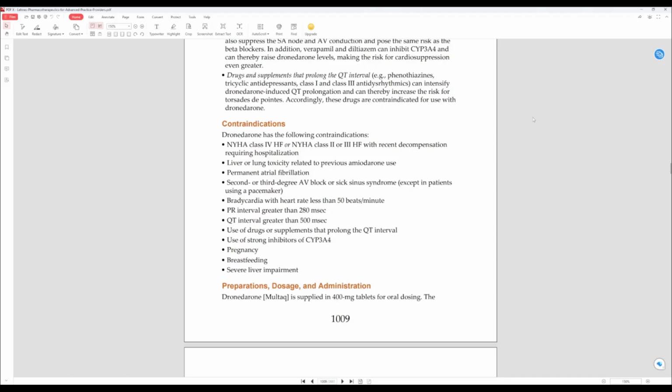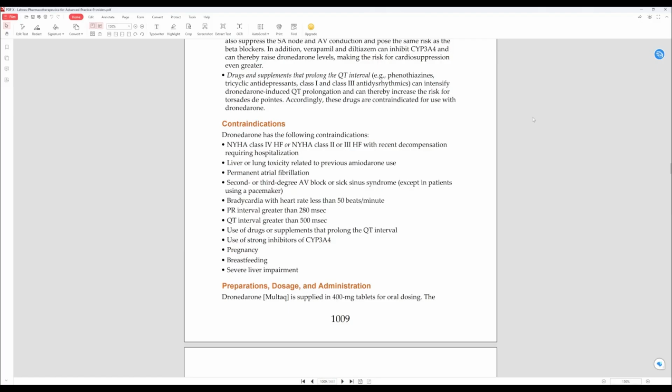So, contraindications. According to the NYHA, any class 4 heart failure, or NYHA class 2 or 3 heart failure with recent decompensation that has required hospitalization. Patients with liver or lung toxicity related to previous amiodarone use should not use this medicine. Again, it's not for the treatment of permanent AFib, so not indicated. Patients with a second or third degree AV block or sick sinus syndrome should not use this medicine unless they have a pacemaker, which then overrides that.